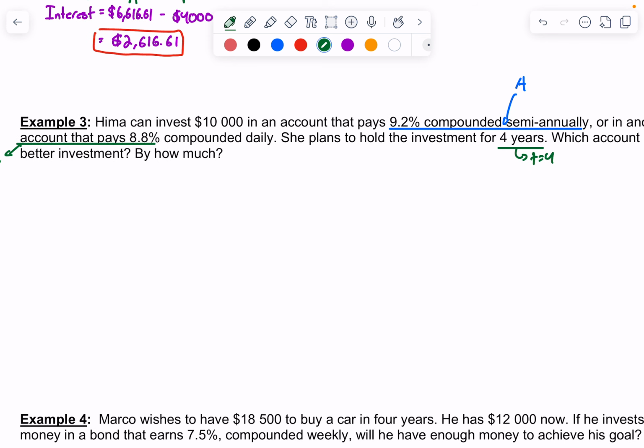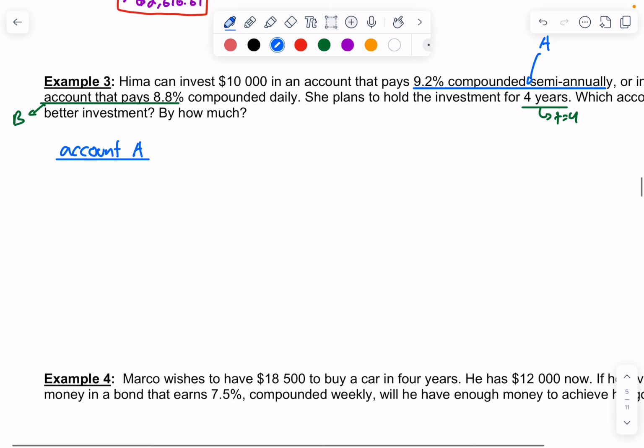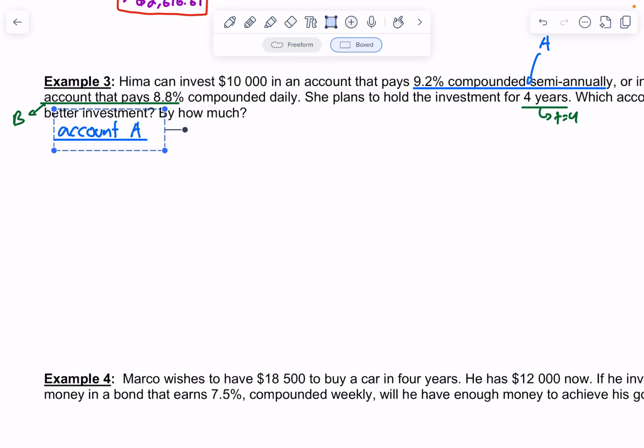So what we're going to do is calculate A, our future value, for both of them, and compare the two final amounts. So in account A, your principal is still the same. I'm going to give myself some room here because I know I'm going to write a lot. Your principal is the same still. So your principal is 10,000, from right here.